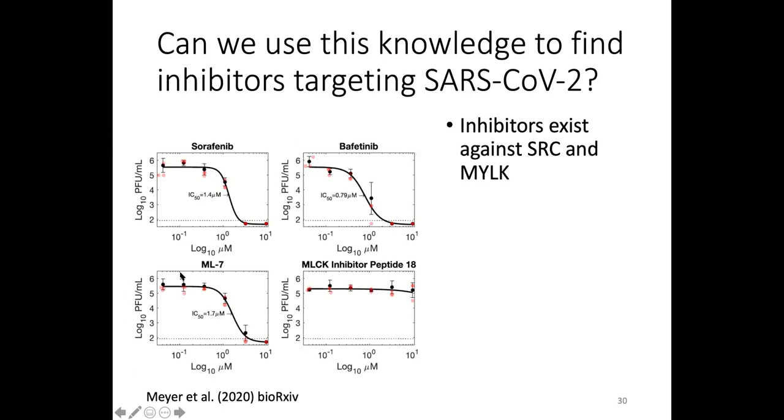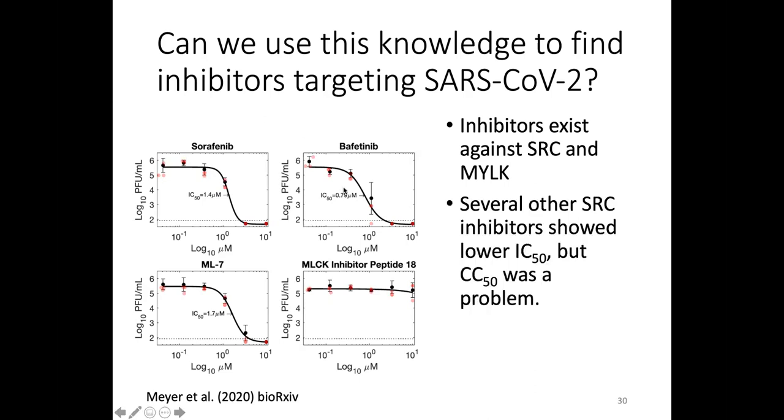We also find we can inhibit SARS-CoV-2 replication using inhibitors targeting myosin light chain kinase. So the ML7 inhibitor works. The MLCK inhibitor peptide 18 doesn't, suggesting that it may be we need to inhibit specific functions of this protein. Several other SRC inhibitors actually gave superior IC50 results, but increased toxicity. And these are all included in the paper in the supplementary data.